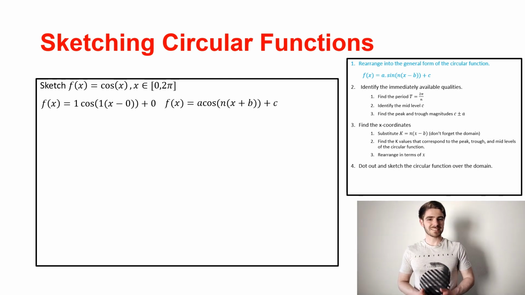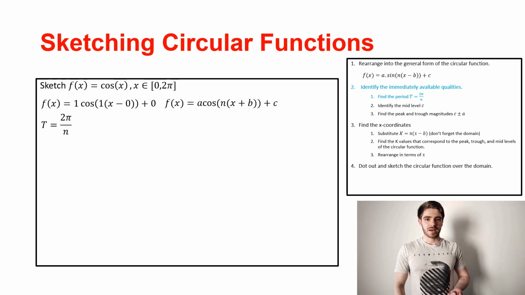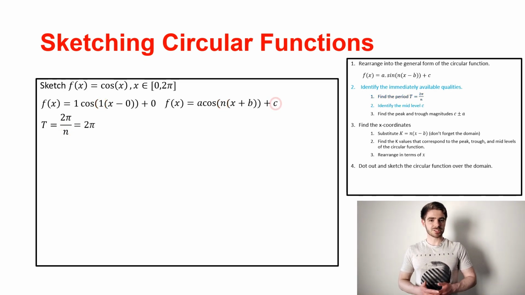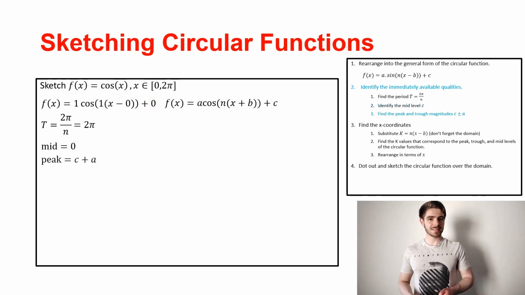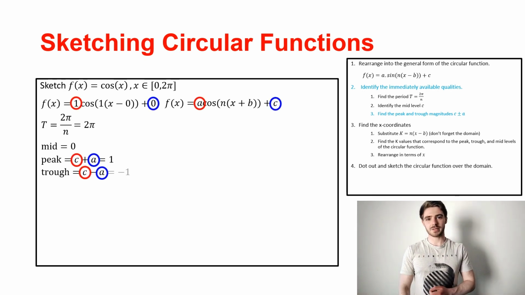Next, we can identify some of the key qualities of this circular function. The first one we'll start off with is the period. The period is given by 2 pi divided by n, and we can clearly see that n equals 1, hence the period must be 2 pi. The mid-level of the circular function is just the c term, which in this case is 0. The peaks and troughs of a circular function occur at c plus a and c minus a, which in this case gives us a peak of 1 and a trough of negative 1.